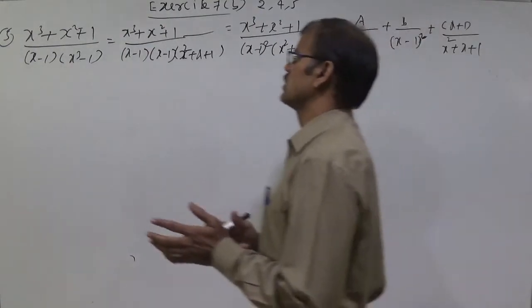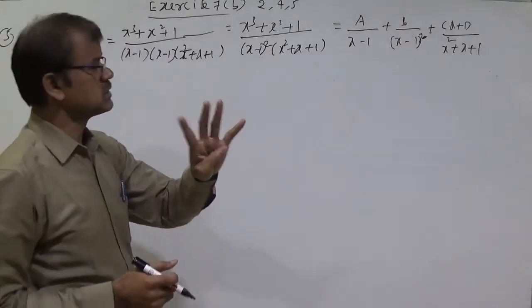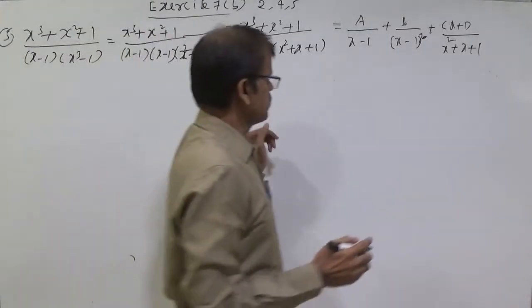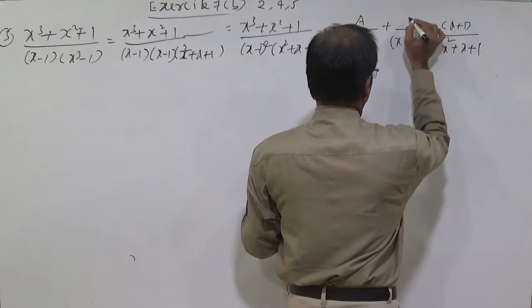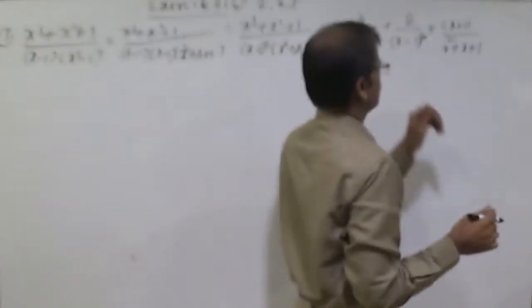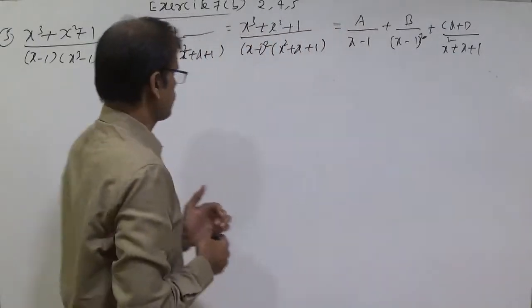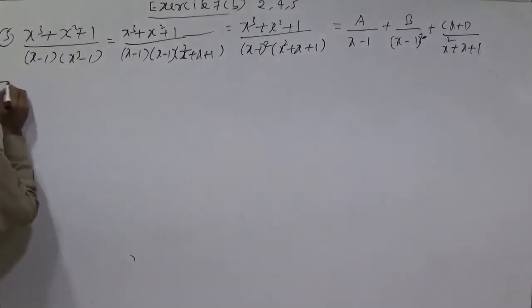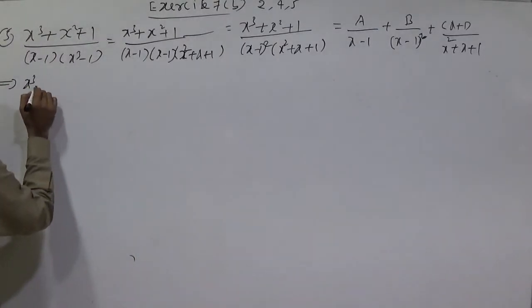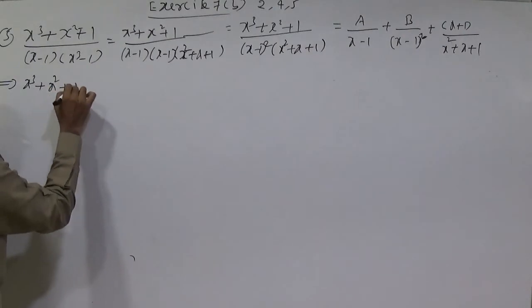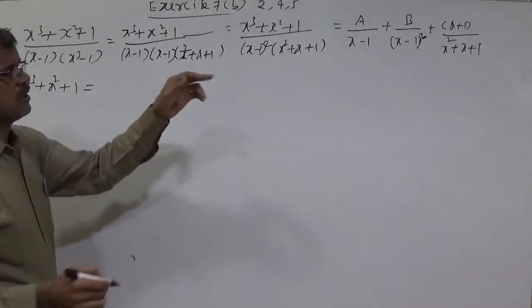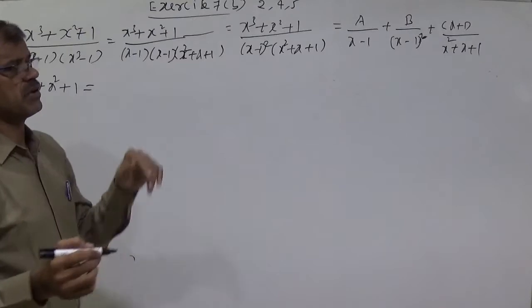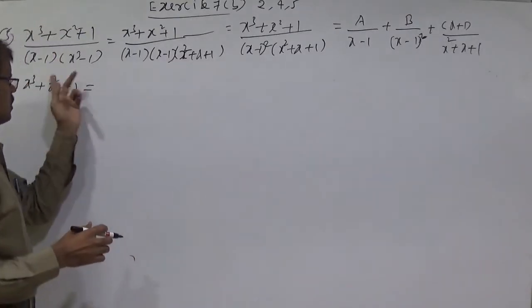Total denominator contains degree 4 and 4 fractions we may get. A by x minus 1 plus b by x minus 1 whole square plus cx plus d by x square plus x plus 1. That implies you can write here x cube plus x square plus 1 is equal to, by taking LCM as x minus 1 whole square into x square plus x plus 1, denominator will be getting cancelled.